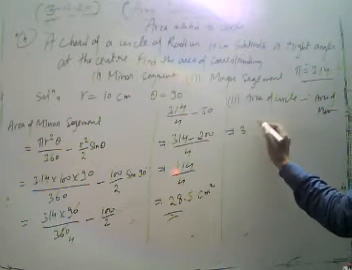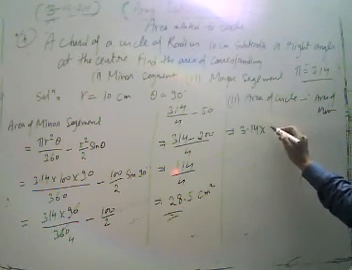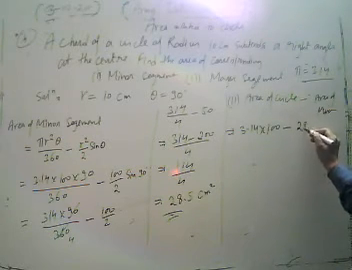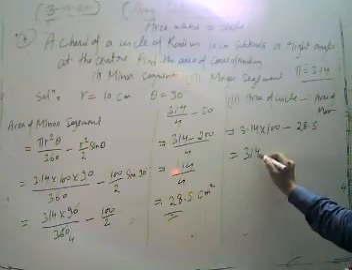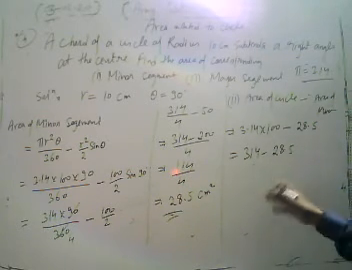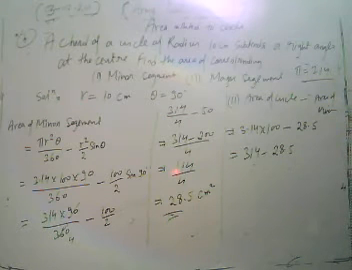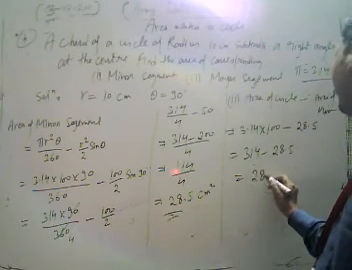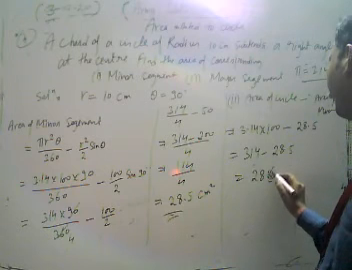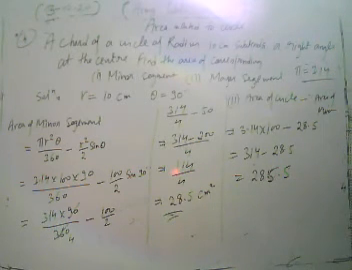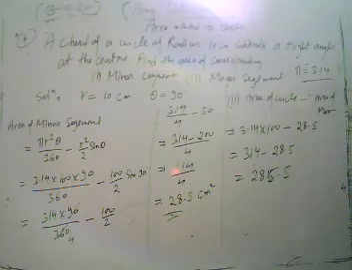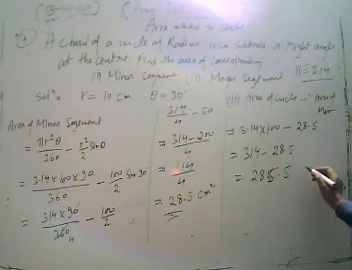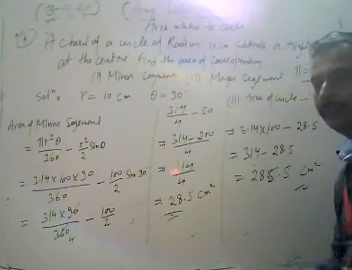The area of the circle is pi r square, 3.14, and our radius is 10, so it's 314, minus 28.5, the area of the minor segment. So we get the area of the major segment easily. 314 minus 28.5 gives 285.5 centimeter square. We have our area of the major segment.